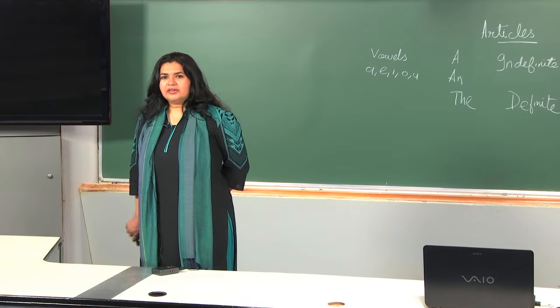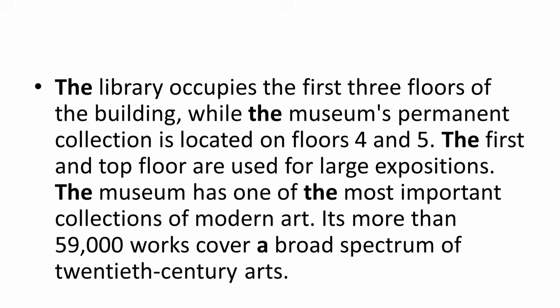We will continue with this slide and look at it. The library occupies the first 3 floors of the building, while the museum's permanent collection is located on the 4th and 5th floors. The first and top floor are used for large expositions. We never say a first and top floor, it is always the top floor, the first. The museum has one of the most important collections of modern art. Its more than 59,000 works cover a broad spectrum of 20th century arts.